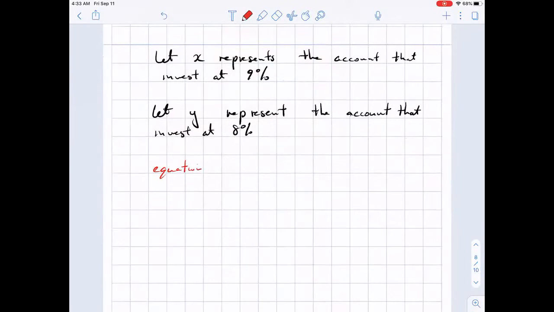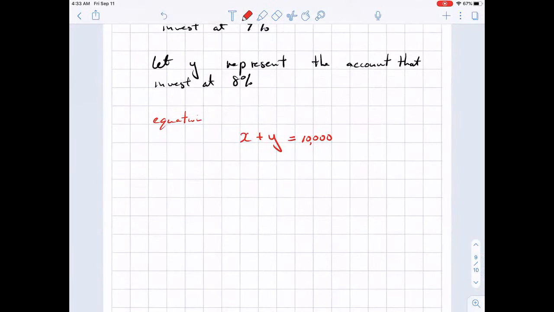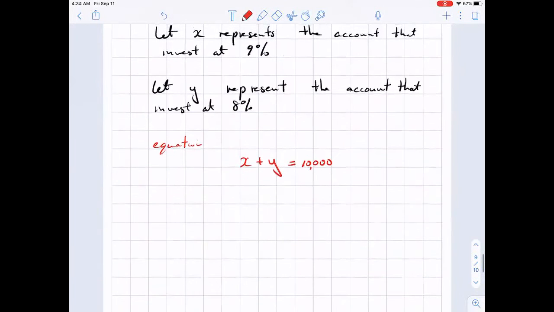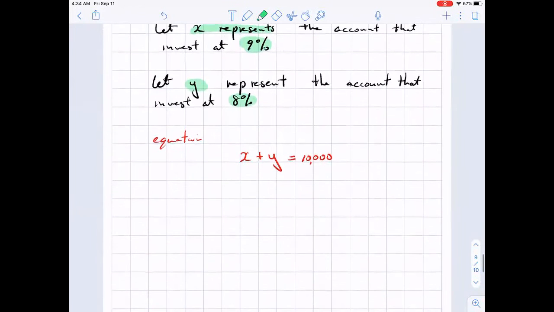We know that one account plus the other account, we invested $10,000. So in both accounts, they were $10,000. We also know the interest earned. You have to remember here that X represents the account at 9% and Y represents the account at 8%. You have to be very careful, don't mix them up.